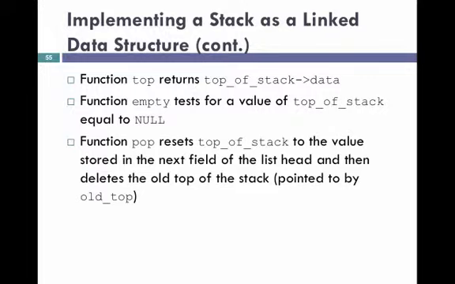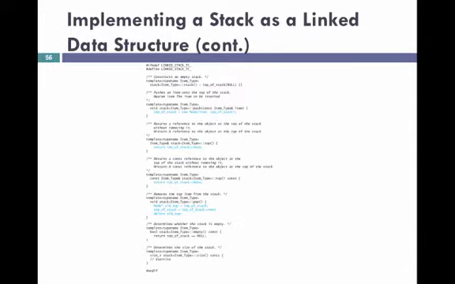Top returns the top of the stack data. Empty tests for the value of top of stack equal to null. And pop resets the top of the stack to the value stored in the next field of the list head, and then deletes the old top of the stack. So here's the implementation of linked stack.tc. You should go study this in your book, and here in blue is the code that manipulates the top of the stack using this list of nodes.